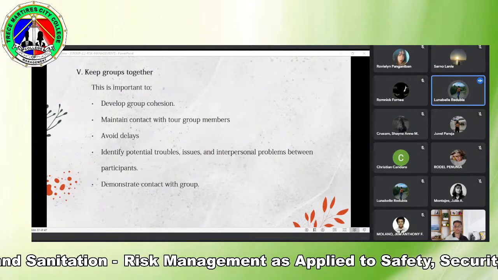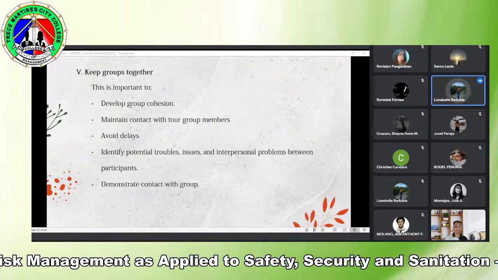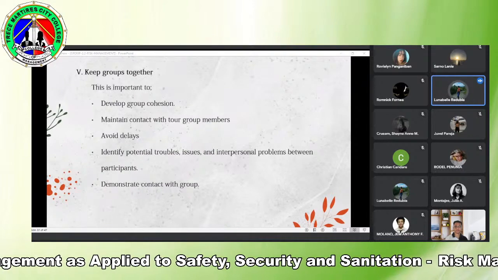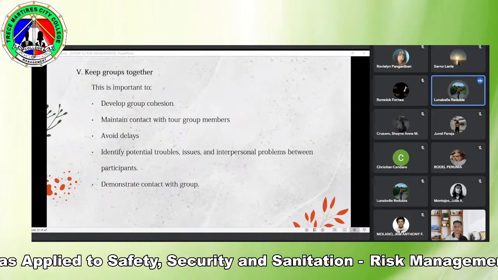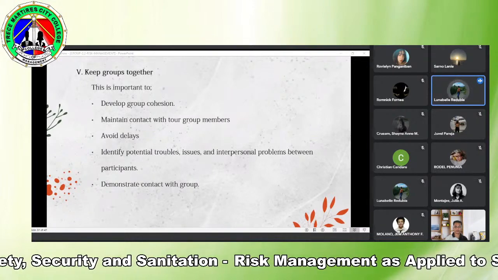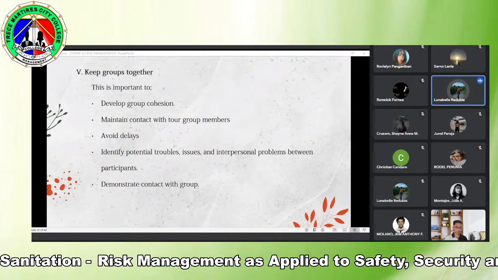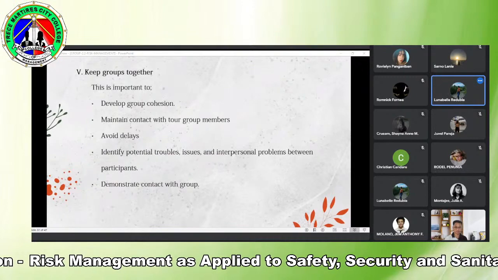Next is demonstrate contact with a group to ensure a fantastic experience for their guests. It is important to be aware of the cultural differences between visitors and to know about possible sources of noise that might disturb the interaction with groups.